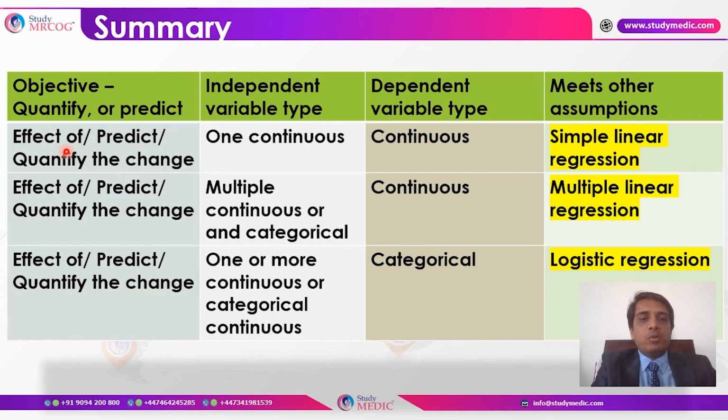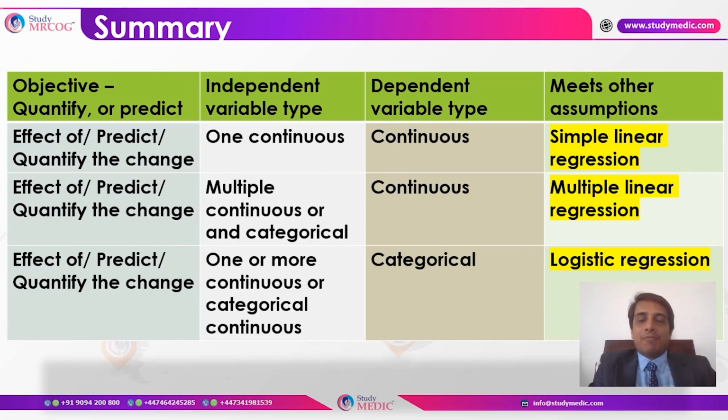If you want to find out the effect of one independent continuous variable on one dependent continuous variable, or if you want to predict this continuous variable from one independent variable, use simple linear regression. If you want to predict one continuous dependent variable from multiple continuous or categorical variables, use multiple linear regression. And if you want to predict one categorical variable, find out the effect of multiple or single independent predictor variables on one categorical variable, we use logistic regression.